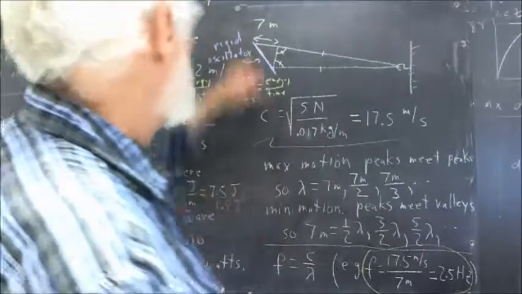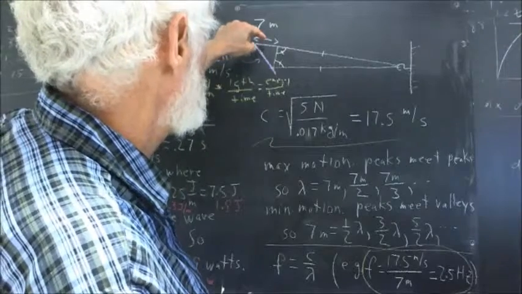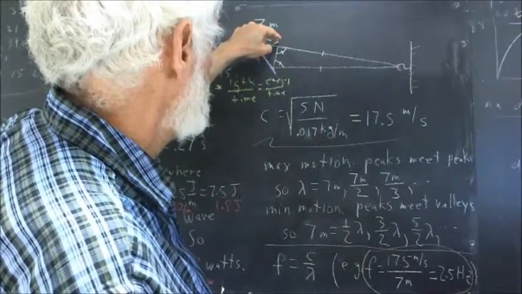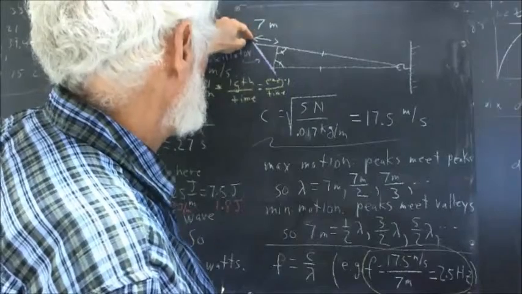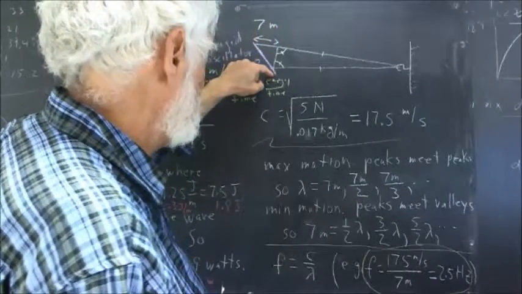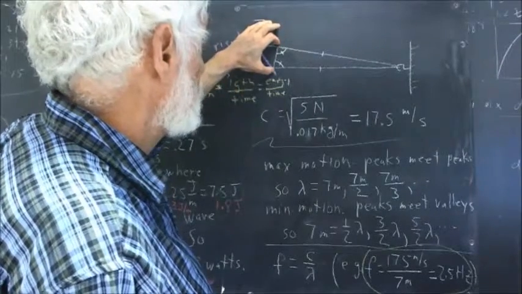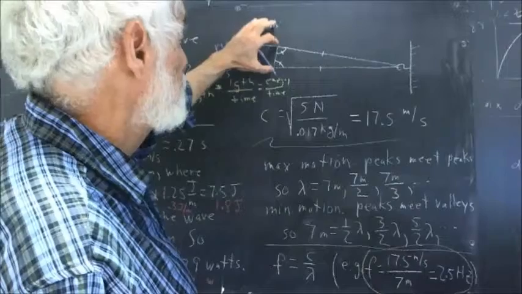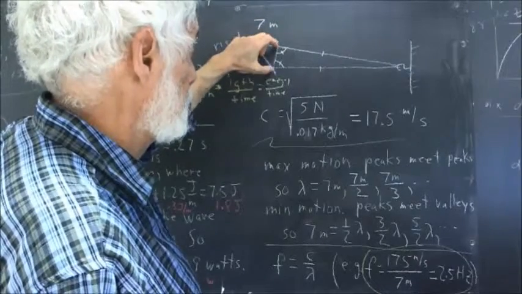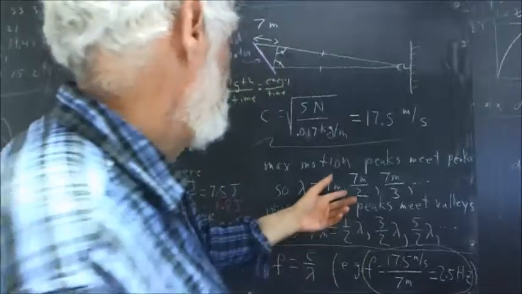Now, if you have two complete waves, so you go from peak to valley to peak, one, peak to valley to peak, another, then when you have a peak here, you're going to have a peak here. And when you have a peak here, you have a peak here, so peaks are meeting. In other words, those peaks travel equal distances, and the same thing happens.